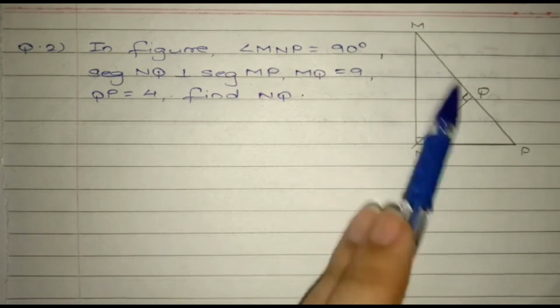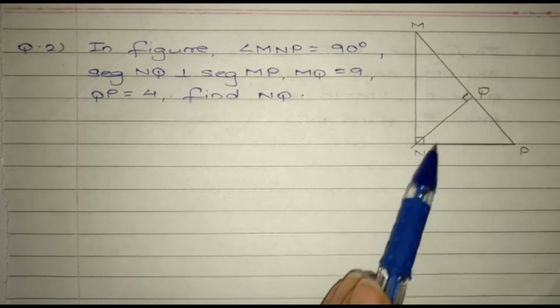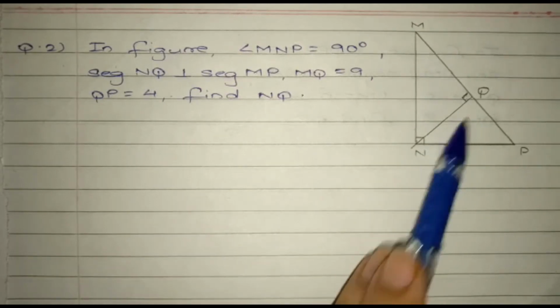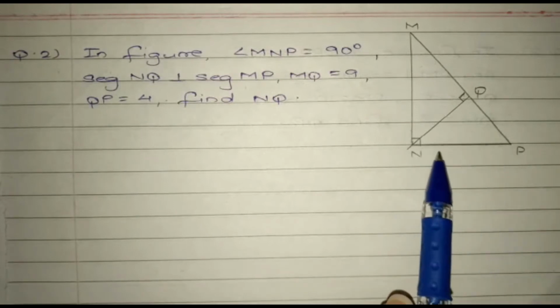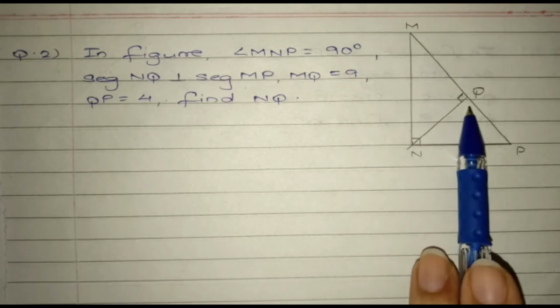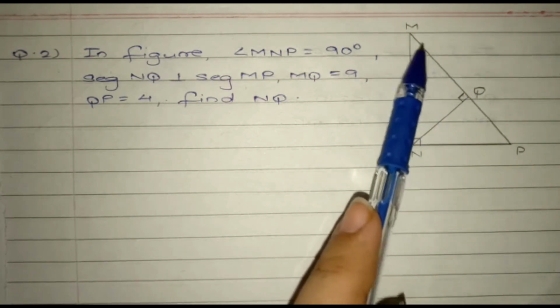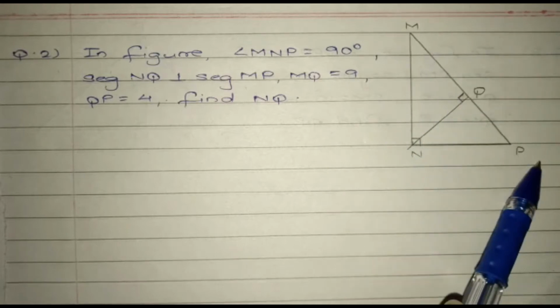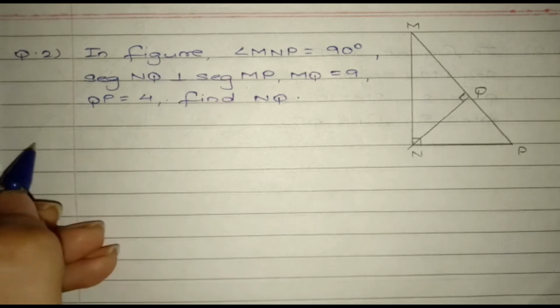MQ is 9, QP is 4, and we have to find NQ. The segment NQ is perpendicular to MP. Here we can use the theorem of geometric mean, which gives NQ square is equal to MQ into QP. Since MQ and QP are given, we can find NQ. So let us start.